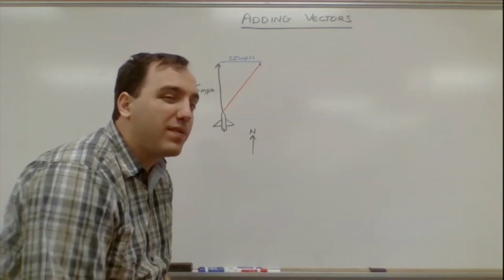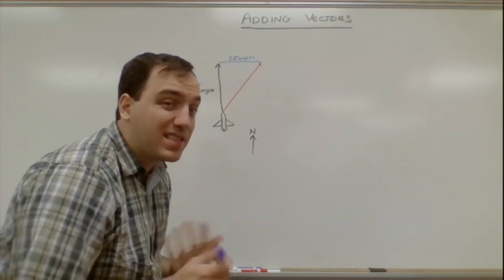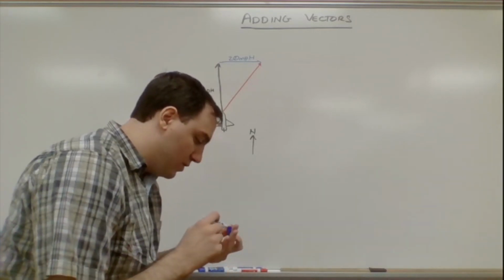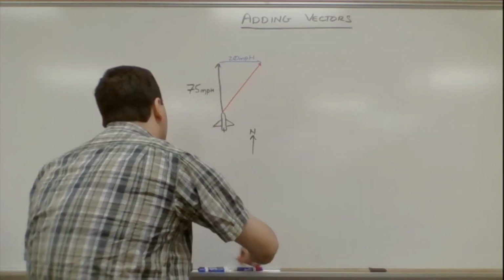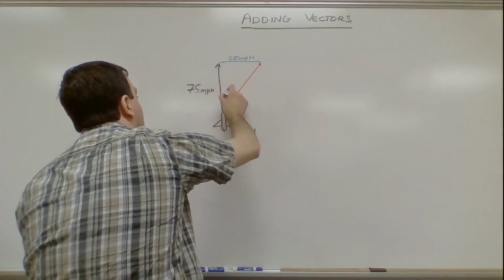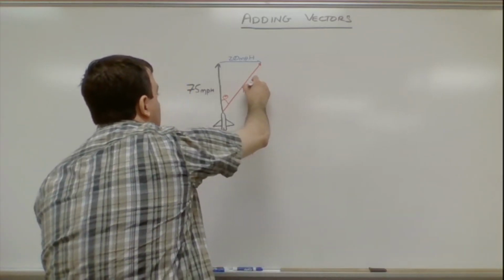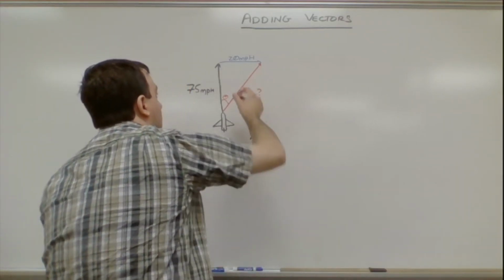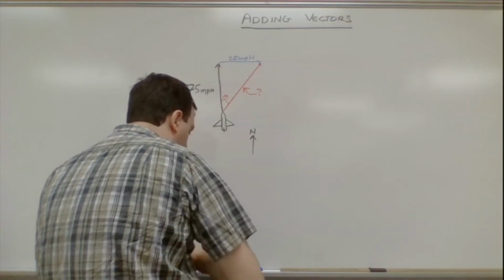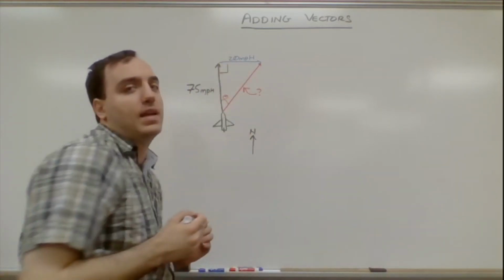How fast is the plane effectively going because of the wind, and what angle is it actually flying instead of north? So I want to know what this angle is, and I want to know what this value is. And this just comes back to geometry. But go ahead and do it on your own. Check back in after.